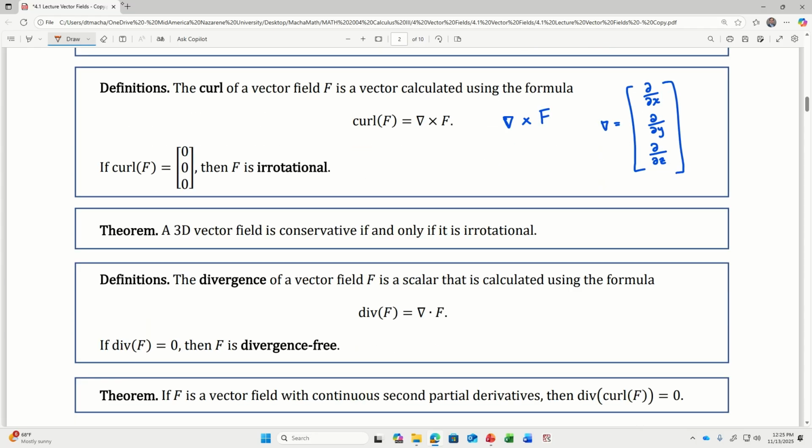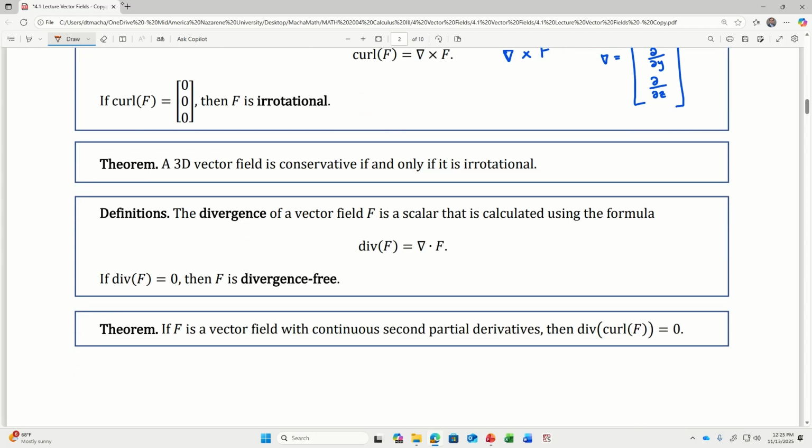If the curl is 0, it's irrotational. A 3D vector field is conservative if and only if it's irrotational. So if and only if the curl is 0, it makes it conservative.